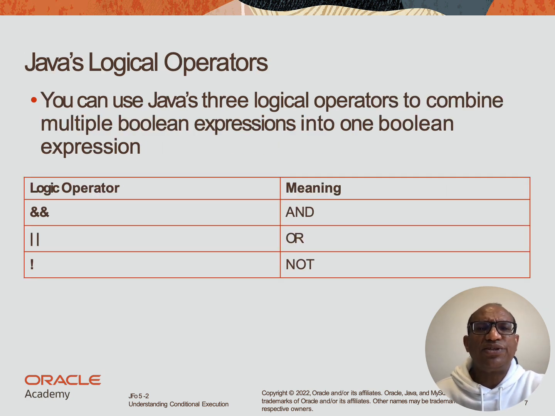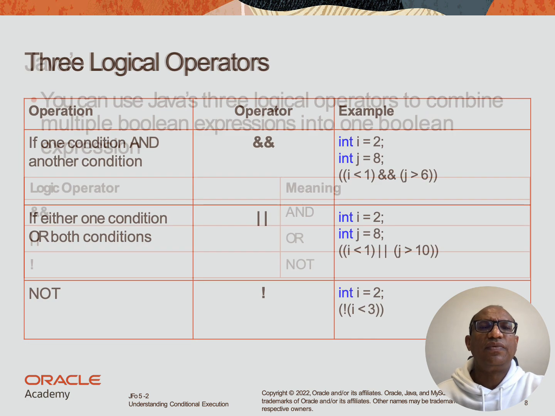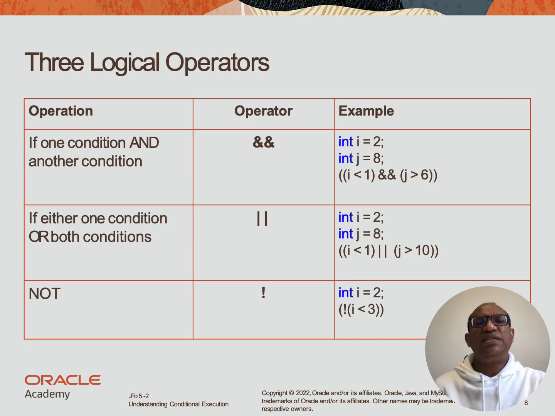Java's logical operators include double ampersand for AND, double pipe for OR, and exclamation mark for NOT. This lets you build expressions from simpler Boolean checks. The table in the slide lists the logical operators in the Java programming language. All examples yield a Boolean result of false. Here's how each operator works.